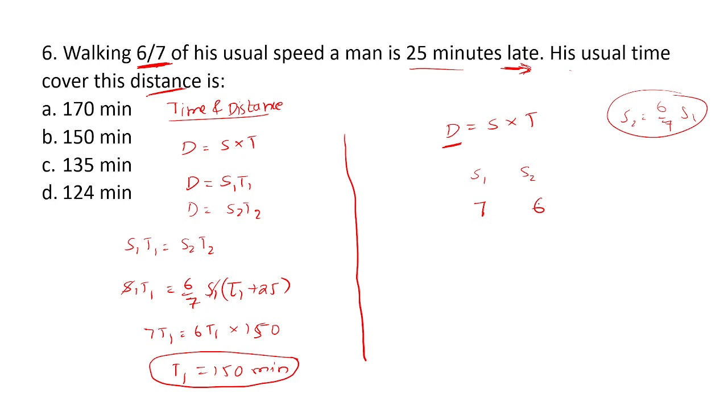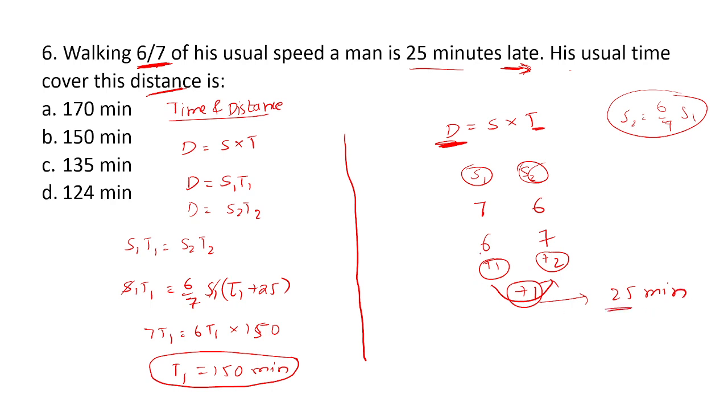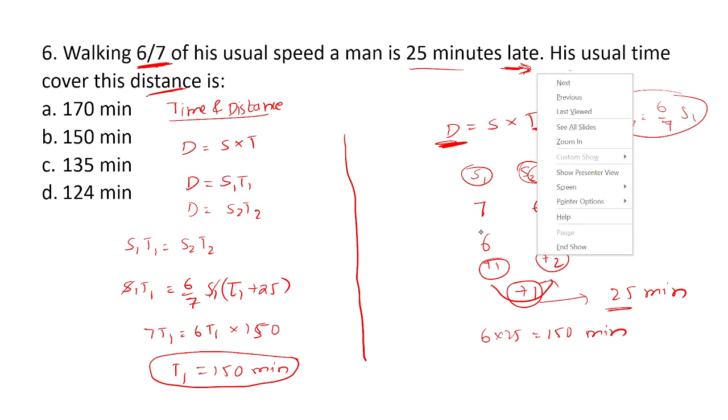If this 7 becomes 6, keeping distance constant, time should become what? Time should become 7 from 6, so that only my product S1 into T1 will equal S2 into T2. So 7 becomes 6, whereas time 6 will become 7. So what is the addition over here? Plus 1, which is given as what? 25 minutes in the problem. So plus 1 is 25 minutes, whereas 6 parts is 6 into 25, 150 minutes. So that's it, guys. Again, I'll try to explain this again, guys.